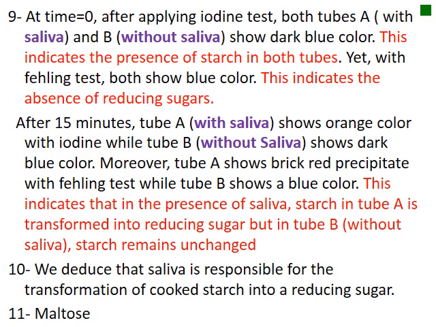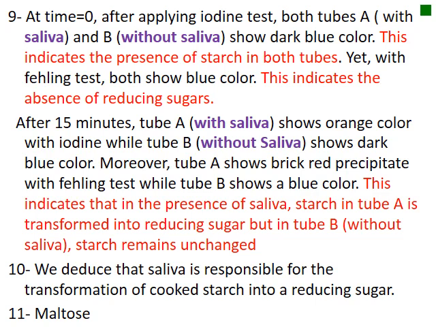After 15 minutes, tube A with saliva shows orange color with iodine, while tube B without saliva shows dark blue. Moreover, tube A shows brick red precipitate with Fehling test, while tube B shows a blue color. This indicates that in the presence of saliva, starch in tube A is transformed into reducing sugar, but in tube B without saliva it remains unchanged, it remains the same.